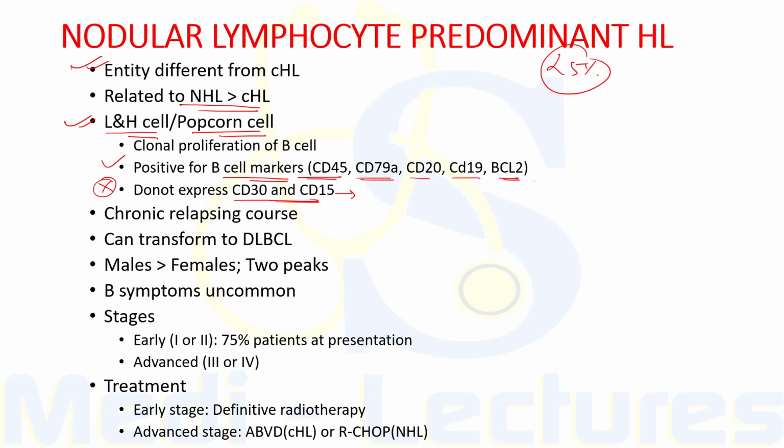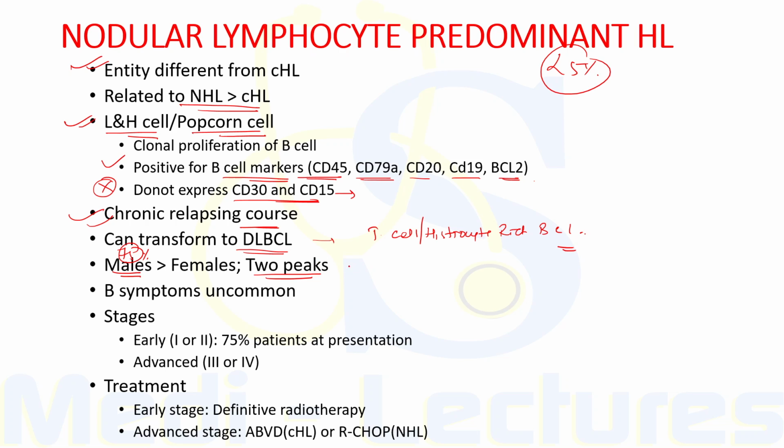This lymphoma tends to have a chronic relapsing course, and sometimes it can transform to diffuse large B cell lymphoma, including a specific subtype which is known as T cell or histiocyte rich B cell lymphoma. Now 75% of the patients are males, and it is more common in males.